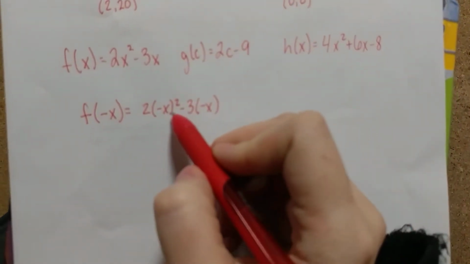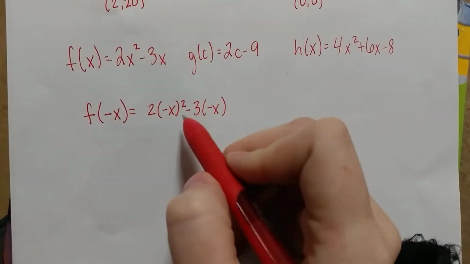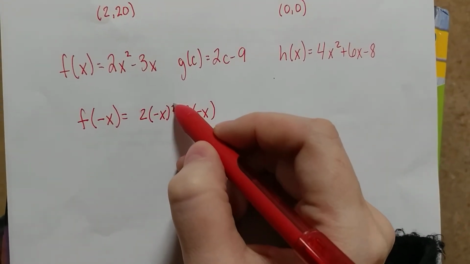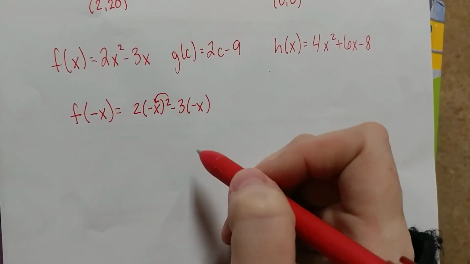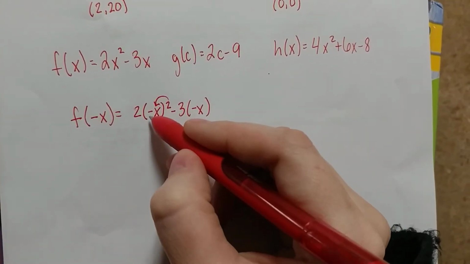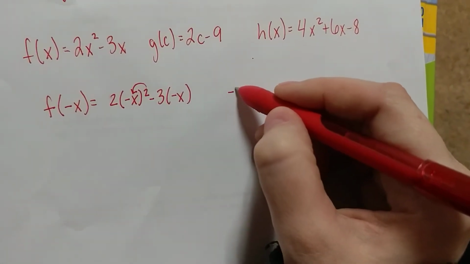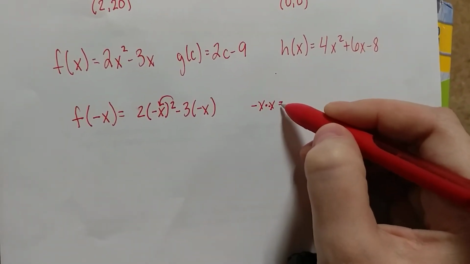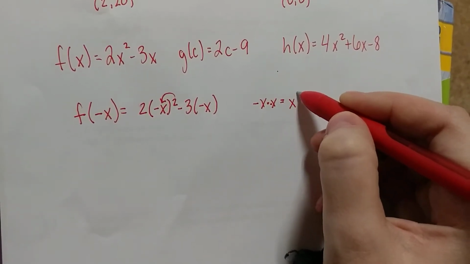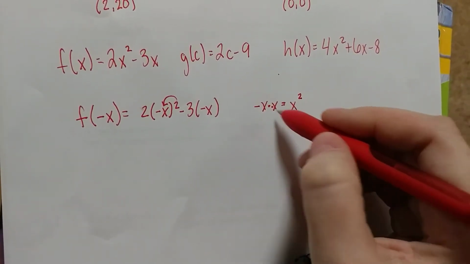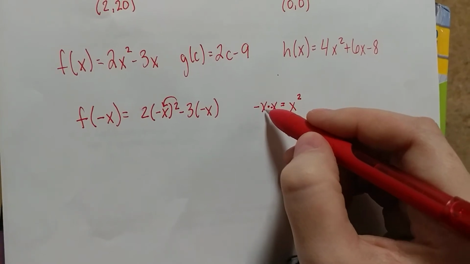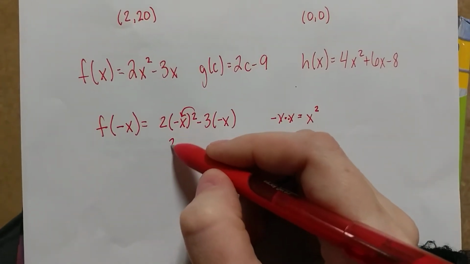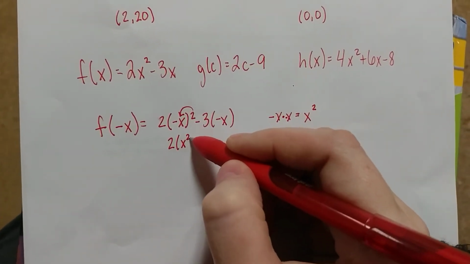Now this one, for some reason, it confused the students last year, and confused a few in class this year. That squared is distributed inside the parentheses. Negative x times negative x is a positive x squared because the negatives cancel, and 1, 2 x's. So that becomes 2x squared.